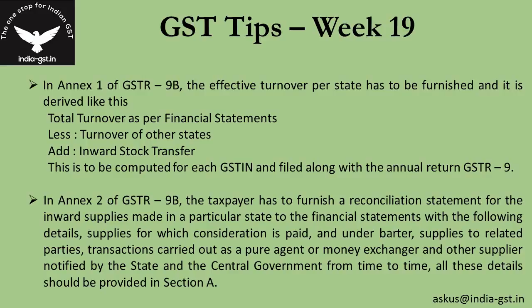In Annexure 2 of GSTR-9B, the taxpayer has to furnish a reconciliation statement for the inward supplies made in a particular state to the financial statements with the following details: supplies for which consideration is paid, and under barter, supplies to related parties, transactions carried out as a pure agent or money exchanger, and other supplies notified by the state and the central government from time to time. All these details should be provided in Section A.